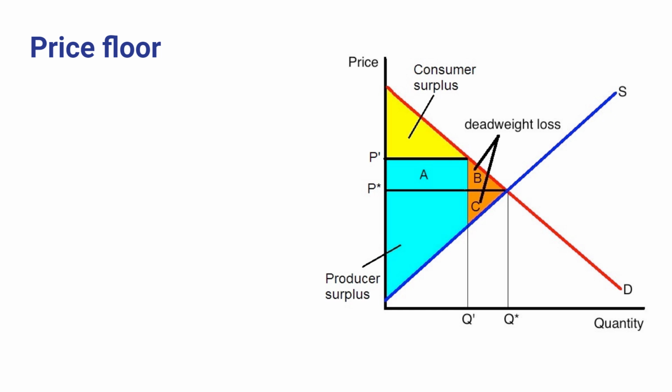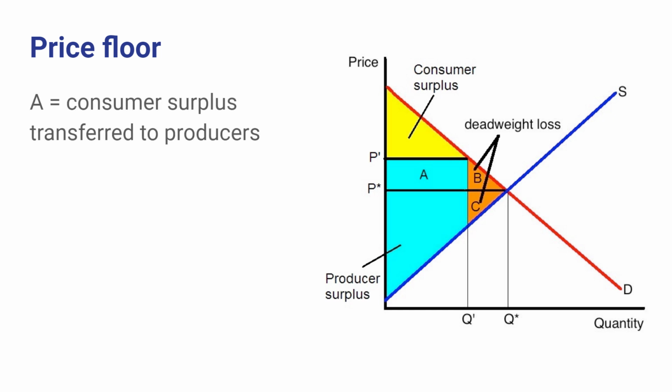In this diagram, a price floor is introduced at a price of P prime. And when this price floor is introduced, we see that quantity falls. Remember, both price ceilings and price floors will result in a reduction in the quantity sold, because the quantity that's sold is always going to be the minimum of the quantity demanded and the quantity supplied.